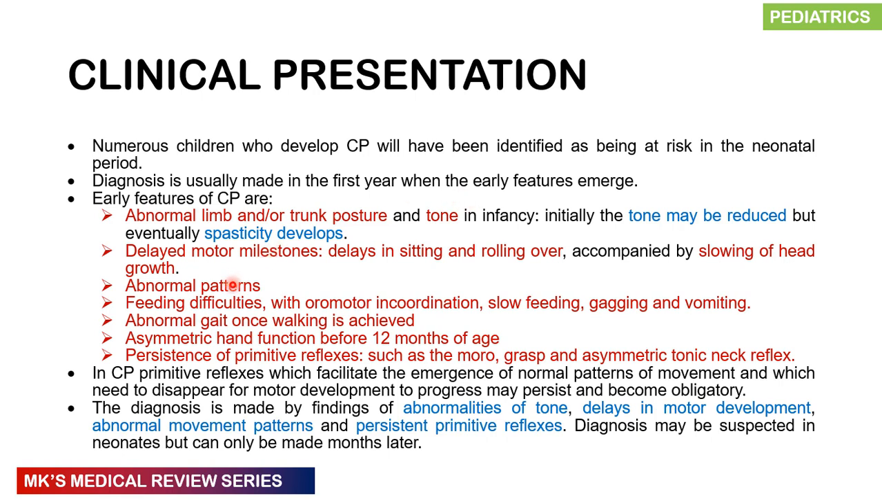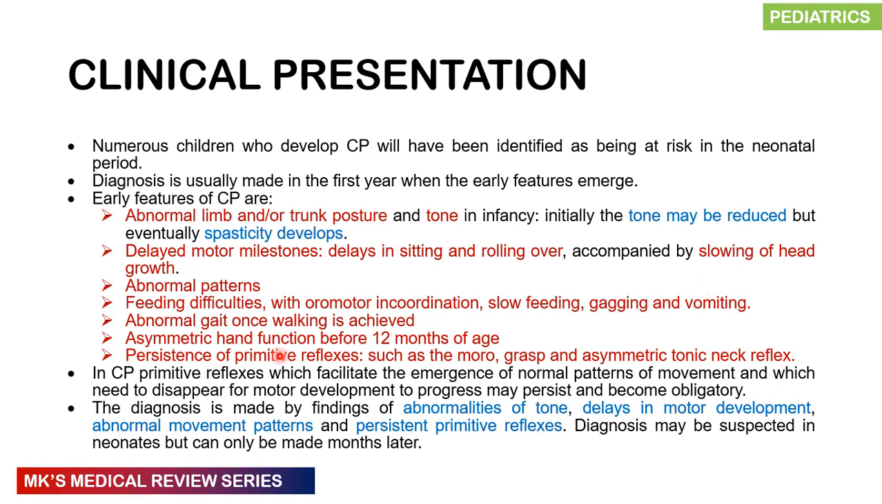Then you may have some abnormal patterns. You may have some feeding difficulties, especially with oral motor and coordination, slow feeding, gagging, and even vomiting. Often the ones that develop these feeding disorders have a reduced life expectancy compared to those that can feed normally, because remember, corticobulbar involvement can lead to certain feeding difficulties. And usually if these feeding difficulties are quite prominent, the child may fail to thrive. They may in the long run even develop malnutrition.